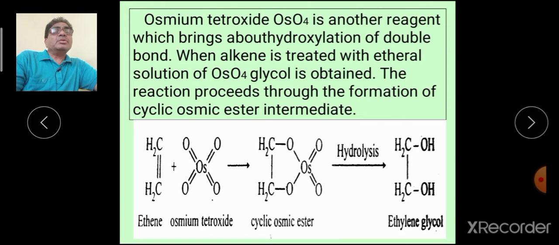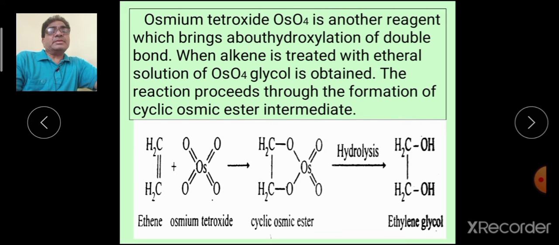Then osmium tetroxide, OsO4, is another reagent which brings about hydroxylation of double bond. When alkene is treated with the ethereal solution of this osmium tetroxide, glycol is obtained, that is 1,2-diol. The reaction proceeds through the formation of cyclic osmic ester intermediate, like that of potassium permanganate cyclic intermediate.